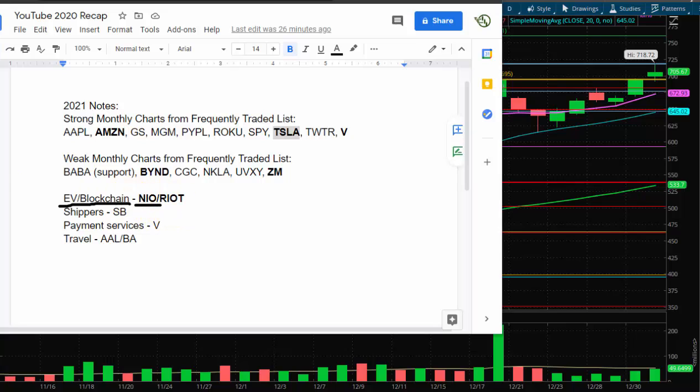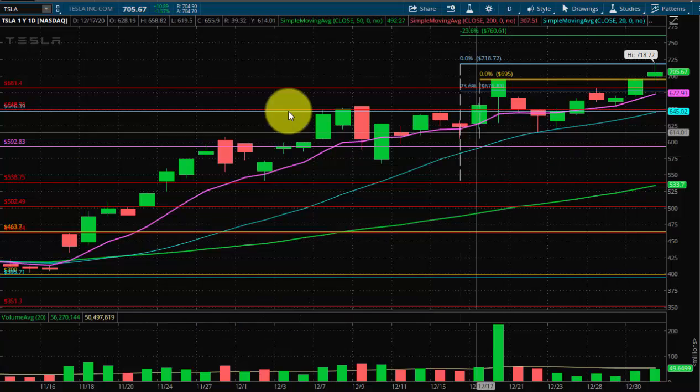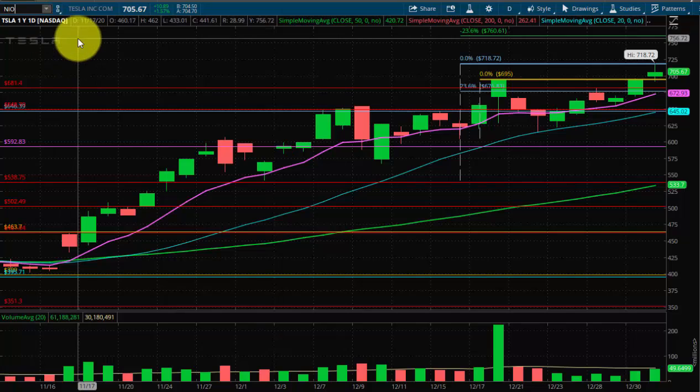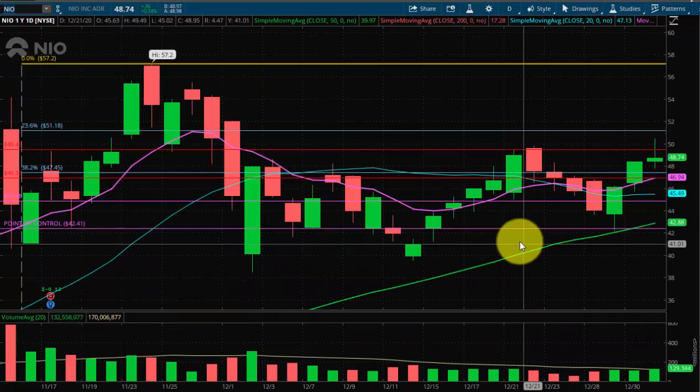Okay, notice how I have these two bolded separately? That's because I'm looking to trade them. These, I think, could be good buy and hold plays. Okay, so for EV, let's talk about NIO briefly, and then we'll talk about Riot and wrap things up.